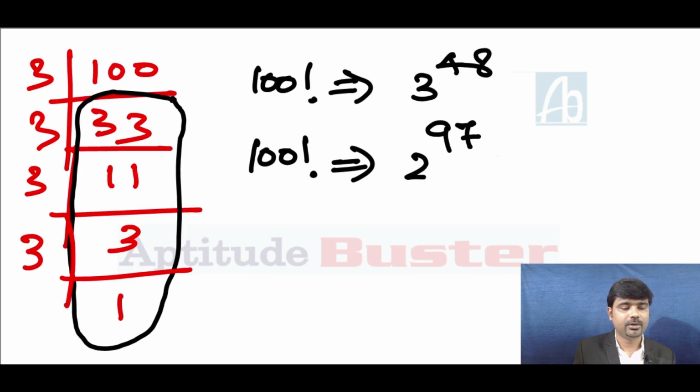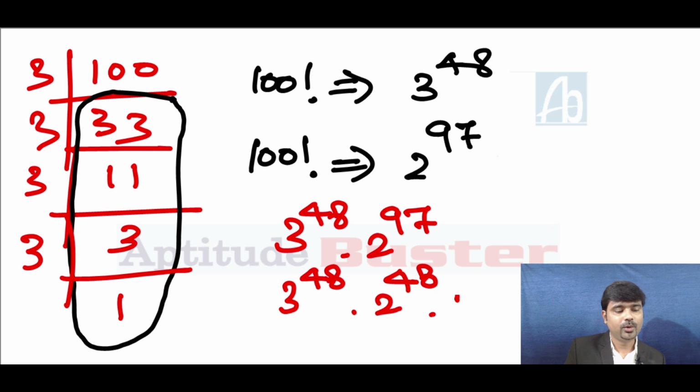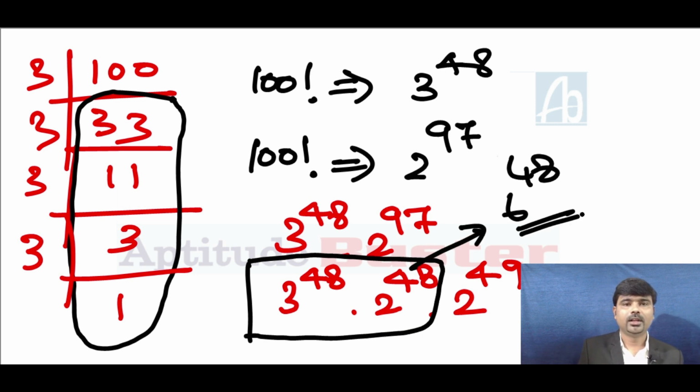They may ask you combined questions like how many 6s are there in 100 factorial. That is, the maximum value of n when 100 factorial is exactly divisible by 6 power n. We have 3 power 48 and 2 power 97. Here single 2s never make any 6. So 3 power 48 into 2 power 48 into 2 power 49. 3 power 48 and 2 power 48 will make 6 power 48. The maximum power of 6 in 100 factorial is 48. While dividing, you only need to take the prime numbers, not composite numbers.